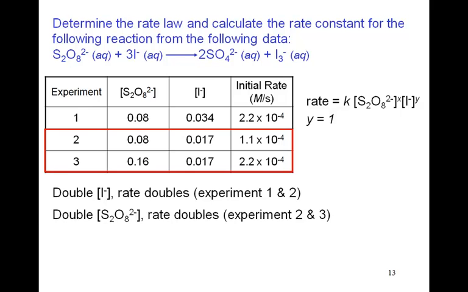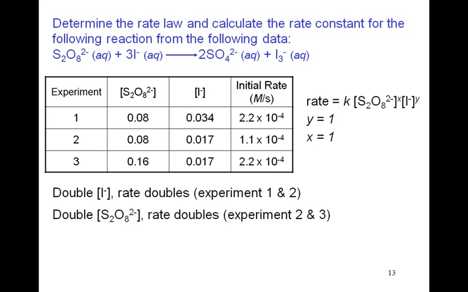Now, let's do the same thing for these two experiments. Here, the concentration of I- stays the same, and now as we go from 2 to 3, we see that the concentration of S2O8 2- has doubled. And what happens to our rate? It also doubles. So when we double the S2O8 2- concentration, the rate also doubles between experiment 2 and experiment 3, and therefore the value of x is equal to 1.